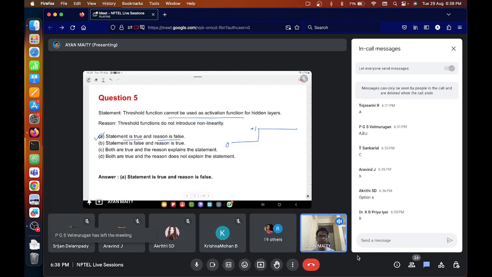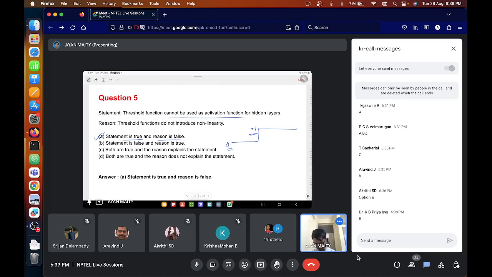So it is not giving much information from the previous layer. The activation function gives you the value from the previous layer, so it is not giving much information, either 0 or 1. So that's why the threshold function is not preferred in case of hidden layers. In case of the output layer, it might be preferred depending on the application, but in the hidden layers it is not preferred because 0 and 1 are the only two outputs it can give.